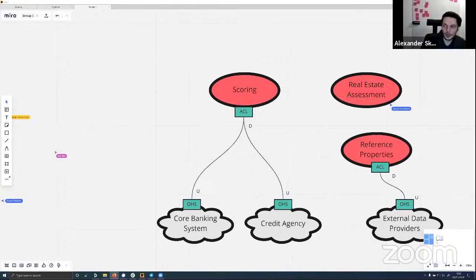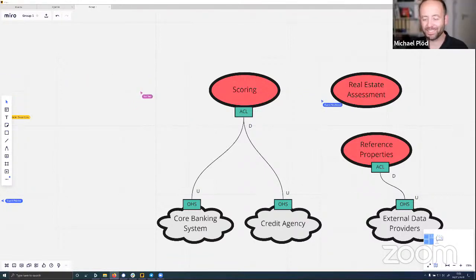I have another question. Sure. Then the conformist thing, is it not wishful thinking that we just drop the anti-corruption layer in front of the scoring context because we might happen to be conformists? That's also a great question. I will have that in the round as well. Yeah, it's a really good question.